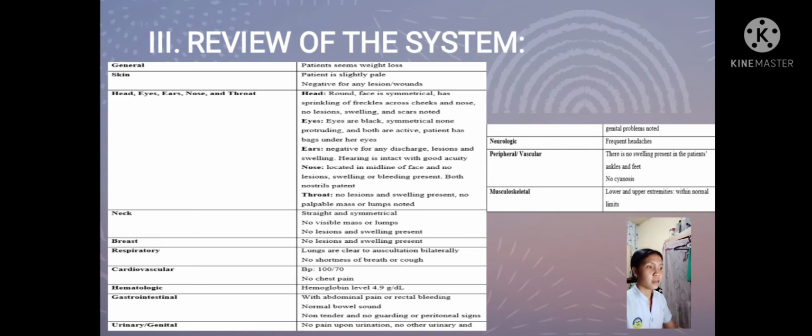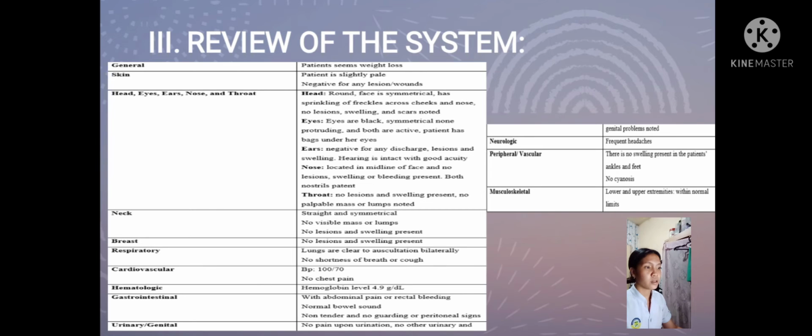So the next is neck: straight and symmetrical, no visible mass or lumps, no lesion and swelling present. The next is the breast: no lesion and swelling present, normal. So the skin is pale, and the head, eyes, ears, nose, and throat are normal, and the neck and breast are also normal.